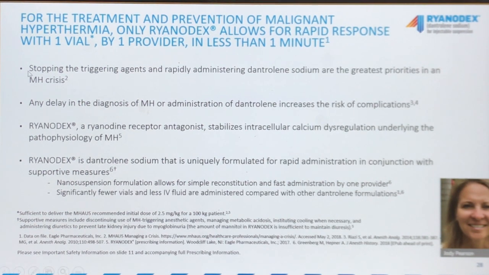As we discussed earlier, stopping the triggering agents and rapidly administering the dantrolene sodium are the greatest priority in an MH crisis, as well as hyperventilating your patient with 100% oxygen. Do not delay in the diagnosis of MH or your risk of complications will increase. Ryanodex is a ryanodine receptor antagonist, and this stabilizes the intracellular calcium dysregulation, which is the underlying pathophysiology of MH. And as we mentioned, it's uniquely formulated to be given rapidly and always in conjunction with your supportive measures.